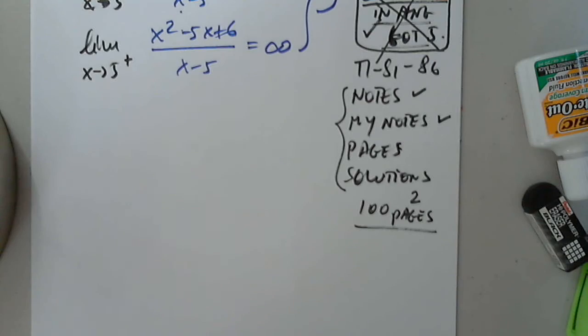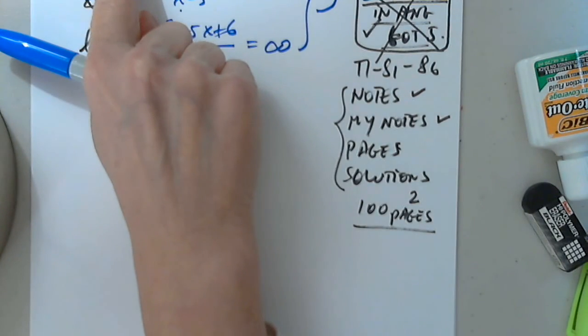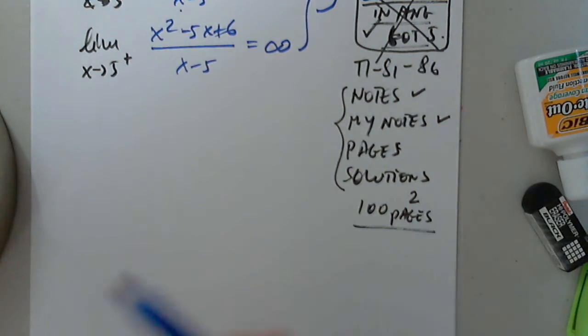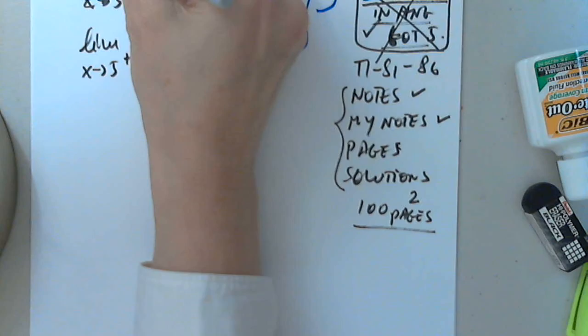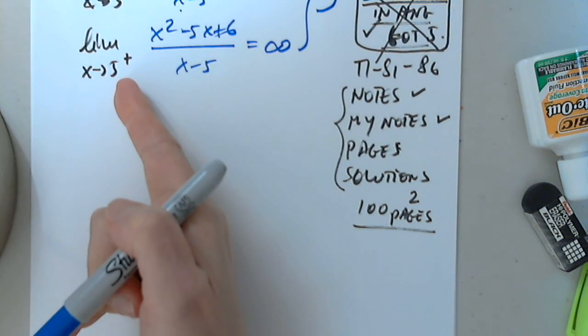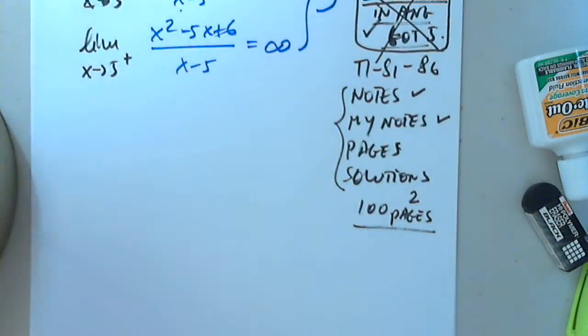And you do this whenever it's a number over 0. Yes, only if it's from either side. Because if I have a one-sided limit, why would I determine the other one? I don't care. But if I have from either side and I have a number over 0, I have to show both.